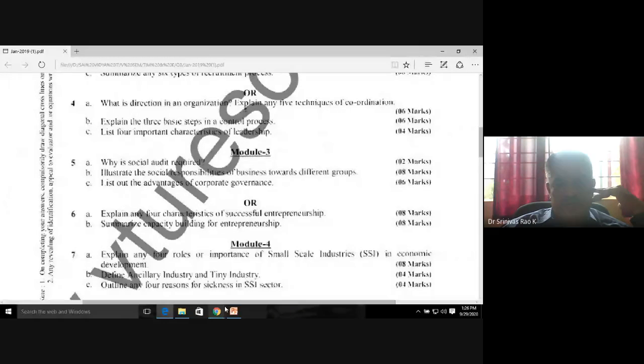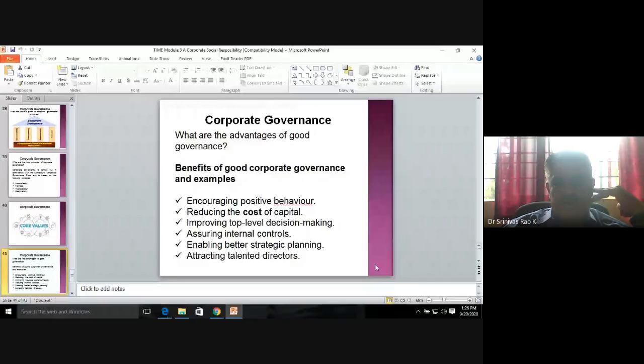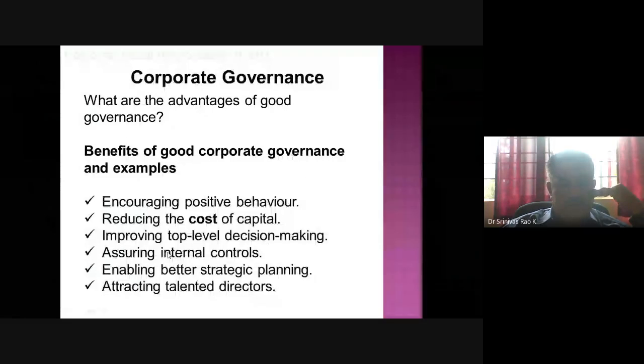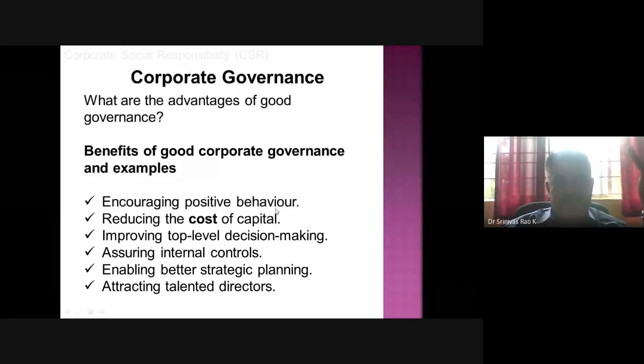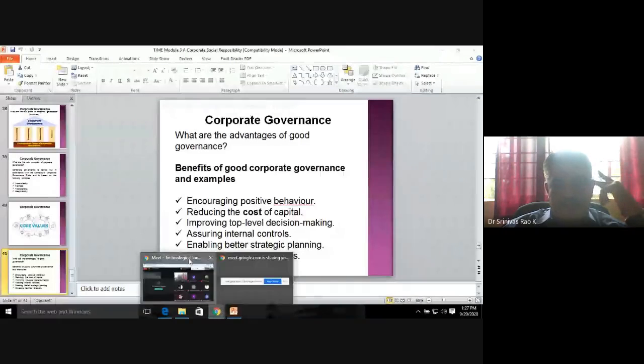6 marks. See, for the 6 marks, you write 6 points. See, already there. Encouraging positive behavior, simple, nothing to remember. Reducing the cost of capital, improving top level decision making, assuring internal controls, enabling better strategic planning, attracting talented directors. That's all. 6 marks. You'll get 6 marks. Just a list. You need not explain also. Just list 6 points with less effort. You will get 6 marks. Okay. Is it clear, everyone? Any doubt in this?